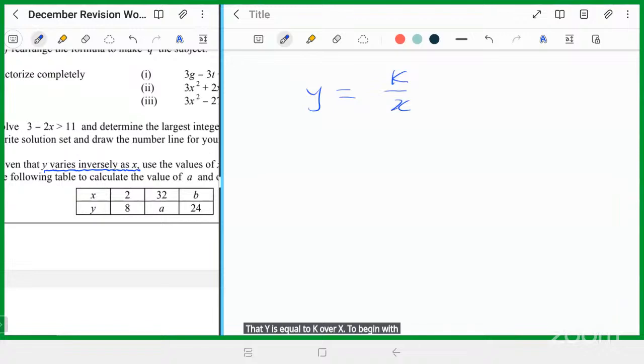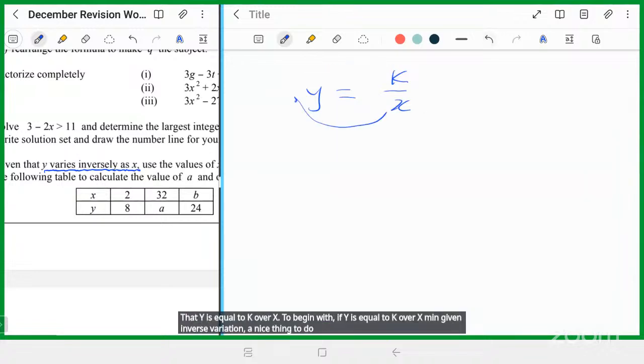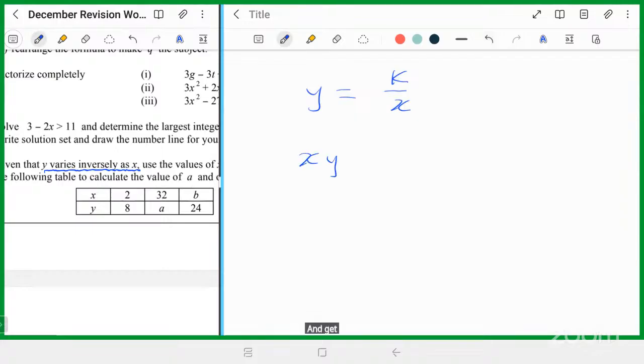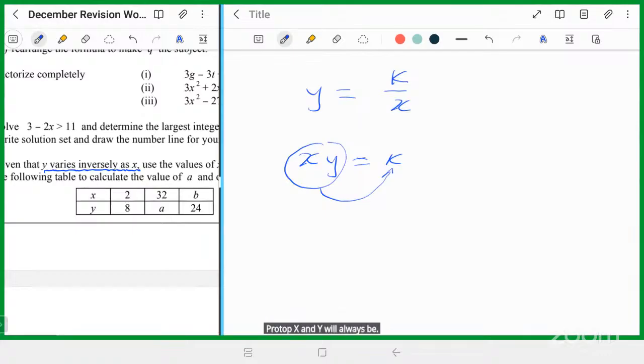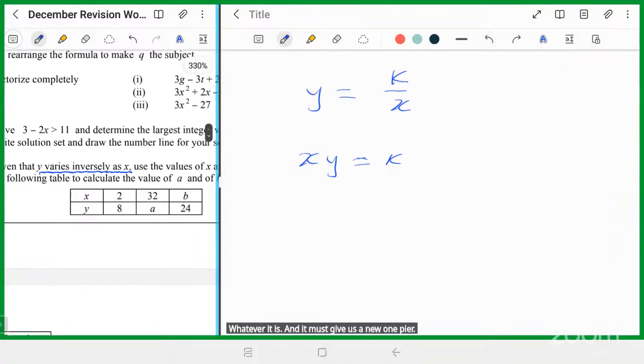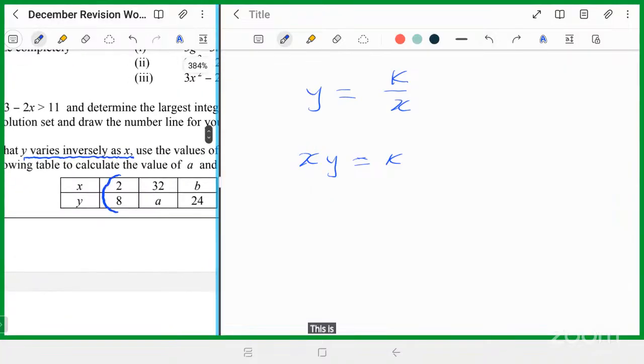If y is equal to k over x, when they give an inverse variation, a nice thing to do is just multiply this up here and get xy equals k. Now all this means, guys, is that the product of x and y will always be equal to the same constant value, whatever it is. And they must give us a known pair. If you look in this table, this is a known pair that they're giving us. That is to find the k.